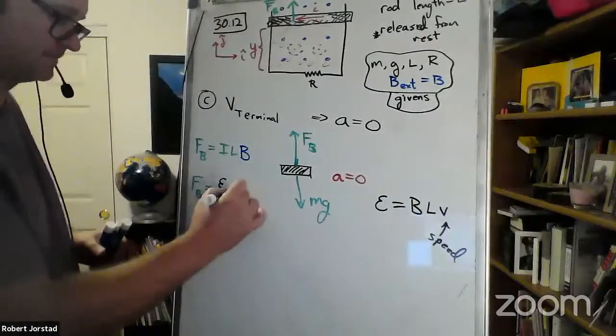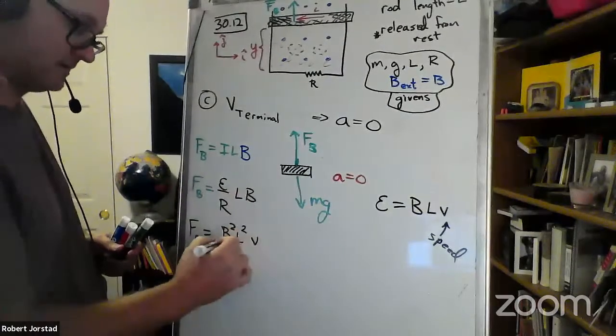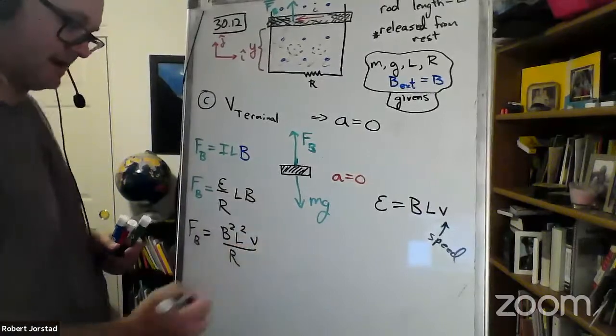We know that the current I is equal to the voltage over resistance. Got it. And so you plug all that stuff in for voltage. B squared L squared V divided by R. Is that right? I think so. That's what I got. How do I get V though?